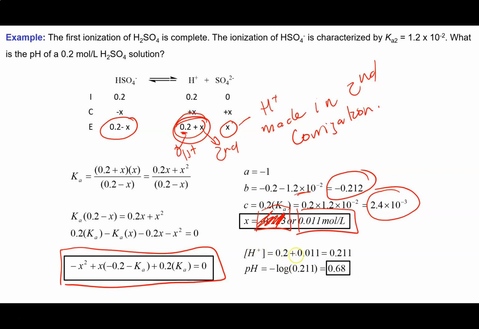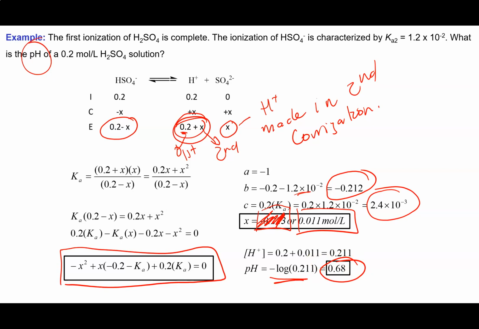So H plus is just 0.2 plus 0.011, which gives me 0.211, and then I want the pH because that's what the question was asking for. What is the pH? So I have to take the negative log of that number, and it's 0.68.